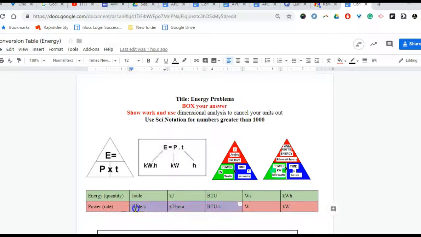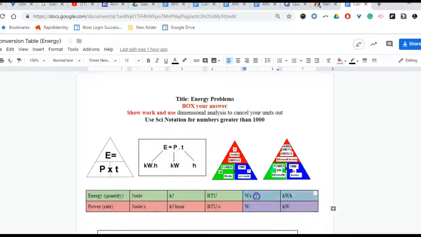Now for the first three here, and this is three out of a lot of different kinds, but these are pretty common: the joule per second, the kilojoule per hour, and the BTU per second. This is how much energy is being used in that time span. Now, the joule, the kilojoule, and BTU are just quantities of energy.